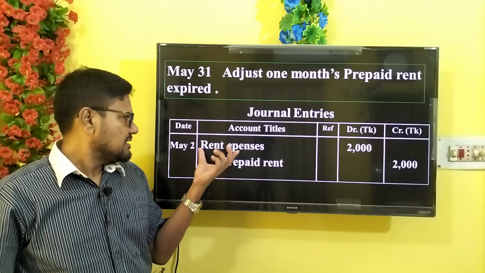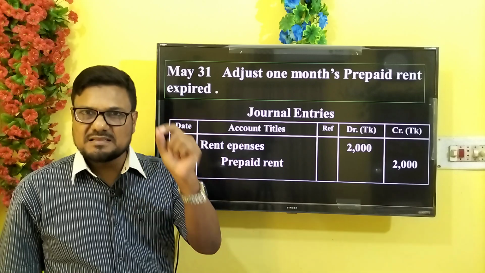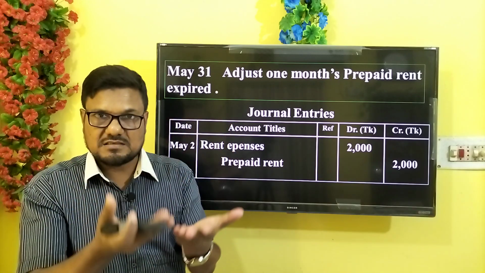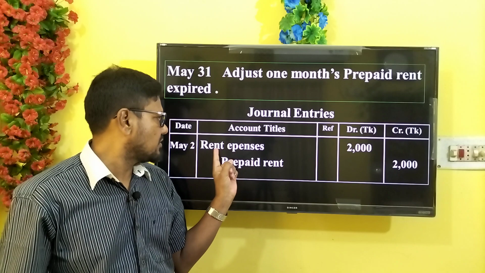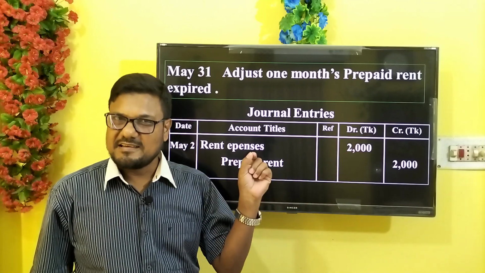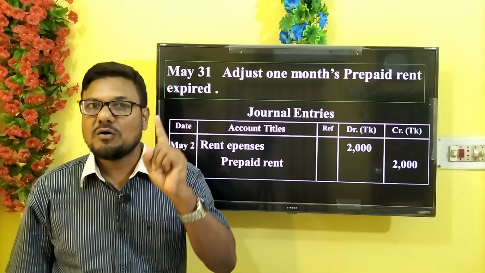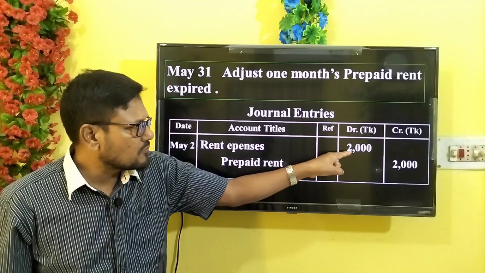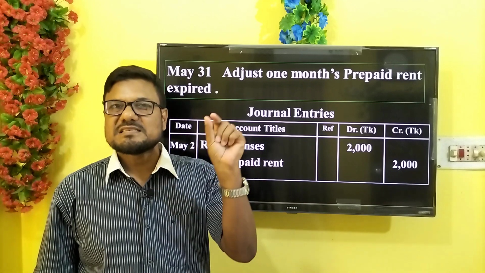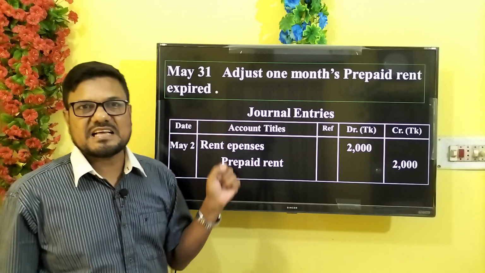that is rent expense. 1 month has expired, expense increase, so rent expense debit and prepaid rent credit, that is assets decrease by 1 month. An amount of 2,000 equal to 6,000 divided by 3 from the previous transaction.